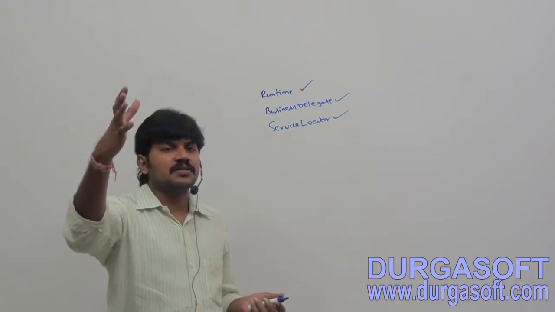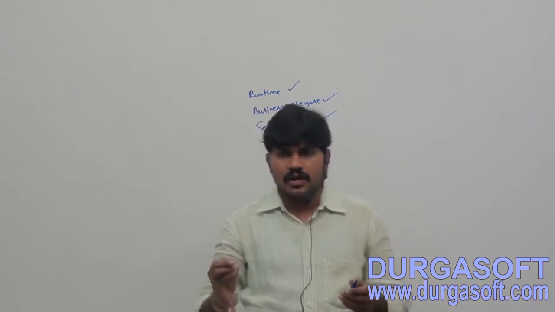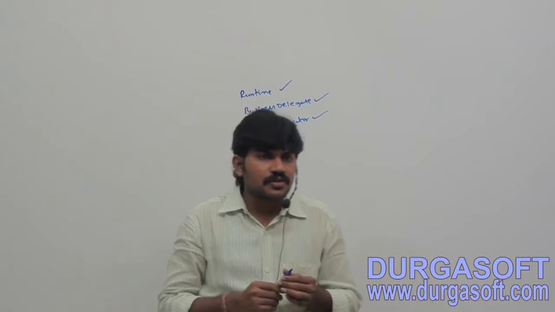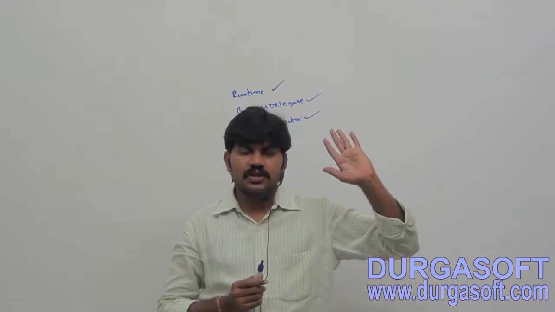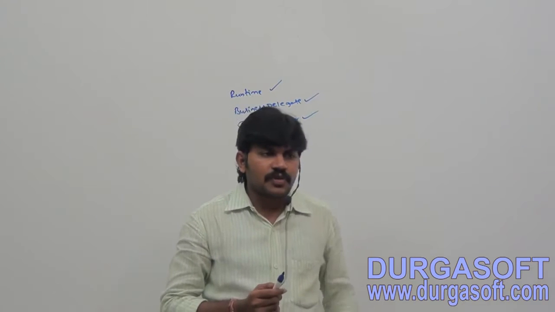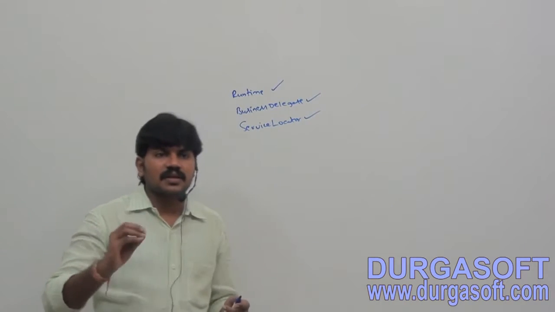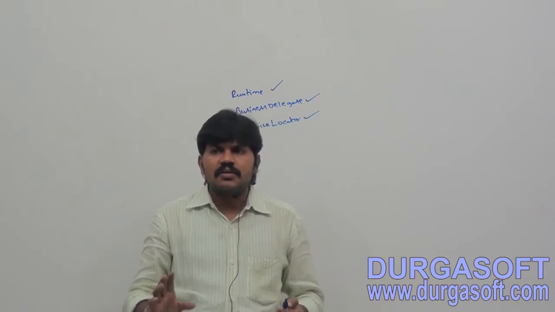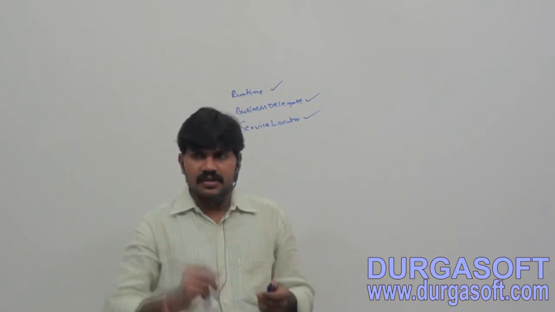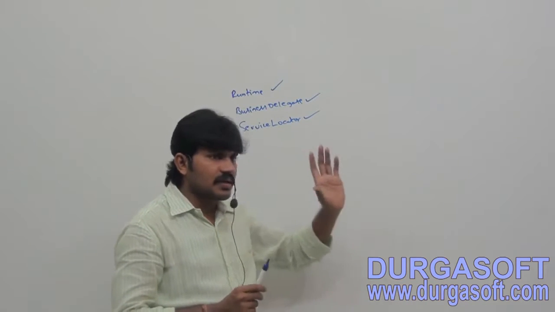For any Java class, if we are allowed to create only one object, such a type of class is said to be a singleton class. Sir, can you give an example? Runtime, business delegate, service locator; there are several singleton classes. Sir, what is the advantage of singleton? How to create a singleton class object?